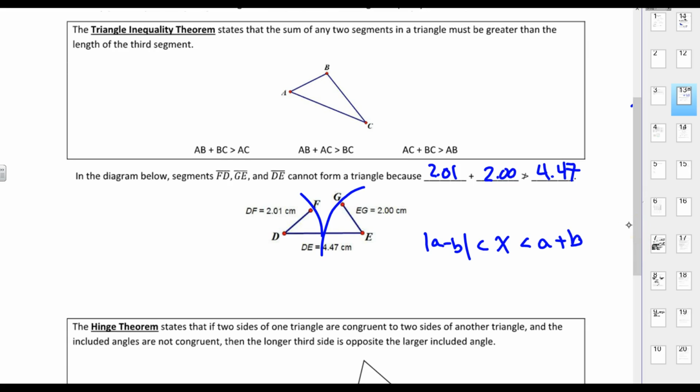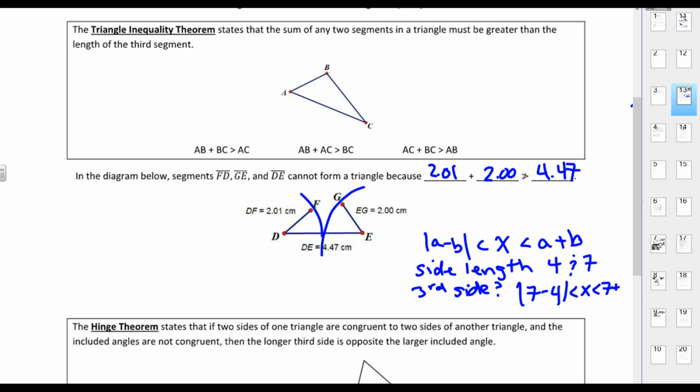So for example, if I knew that I had a triangle with side lengths 4 and 7, and I wanted to know the third side, well, there's a range of possible values. It can be between 7 minus 4 is less than X is less than 7 plus 4, or 3 is less than X is less than 11. That third side is between 3 and 11.